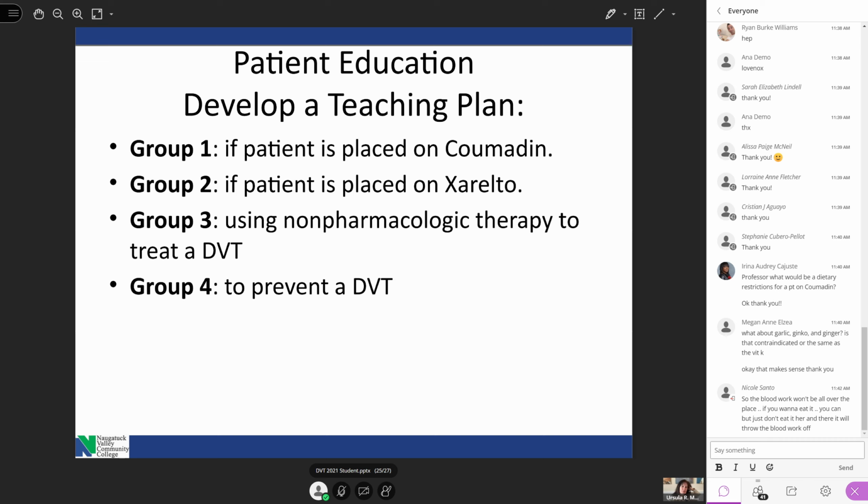That's why people prefer to be on Xarelto. A lot of people say, I don't want to have to worry about what I'm eating and when I'm eating it. I just want to go on Xarelto or Eliquis.